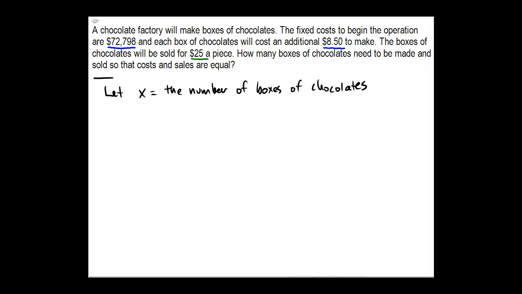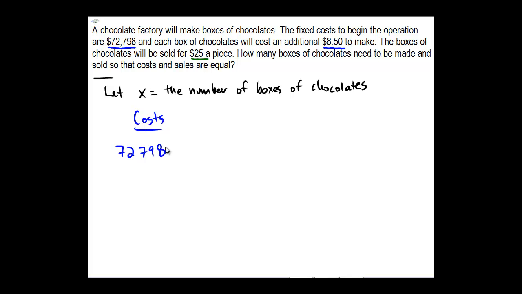So I purposely chose the colors to underline as separate colors, blue and green, so that we can look at them separately inside of the equation. What are the costs? Costs are in blue. Well, according to this problem, there's $72,798 in startup costs. So that would be like buying the machine for the chocolate. You only have to buy the machine once, right? Things like that are called fixed costs.